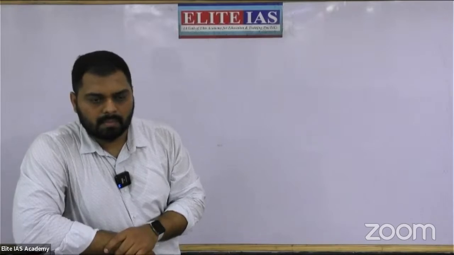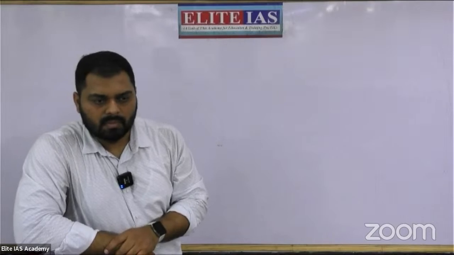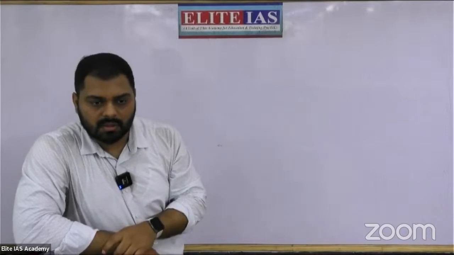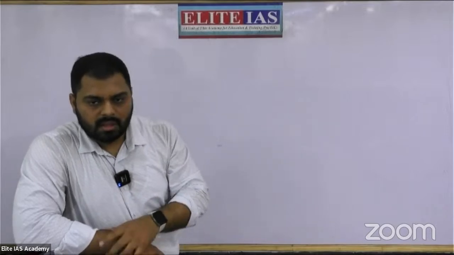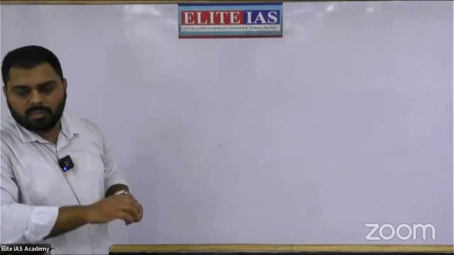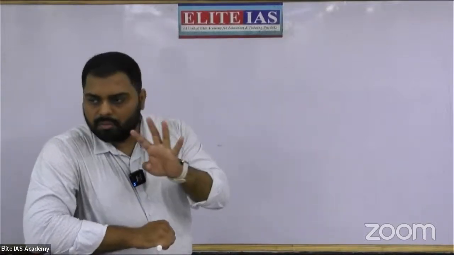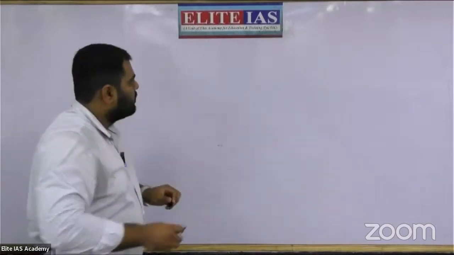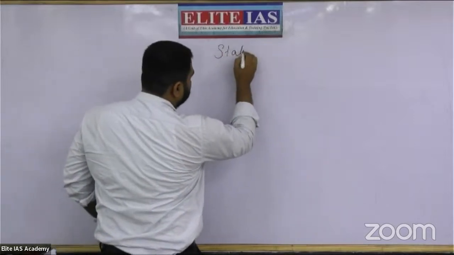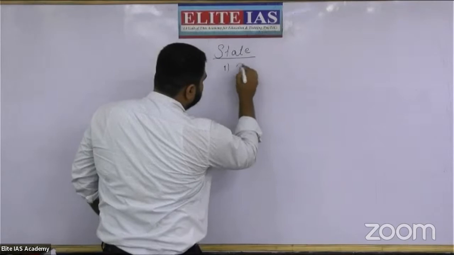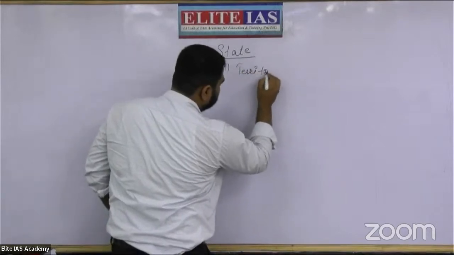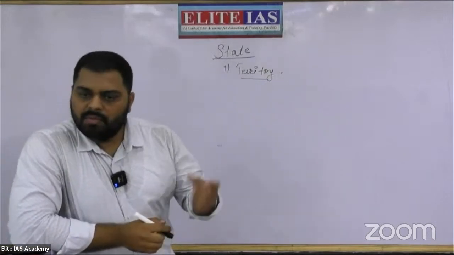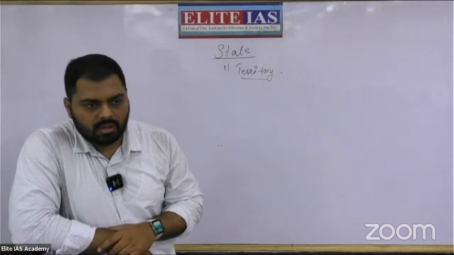There are different countries. So you are telling that there are different countries, so better to call them countries, why state? There are 4 essential criteria. This is actually a previous year question of UPSC. There are 4 essential criteria that a state must have, right? One is territory. Territory means a fixed geographical area.